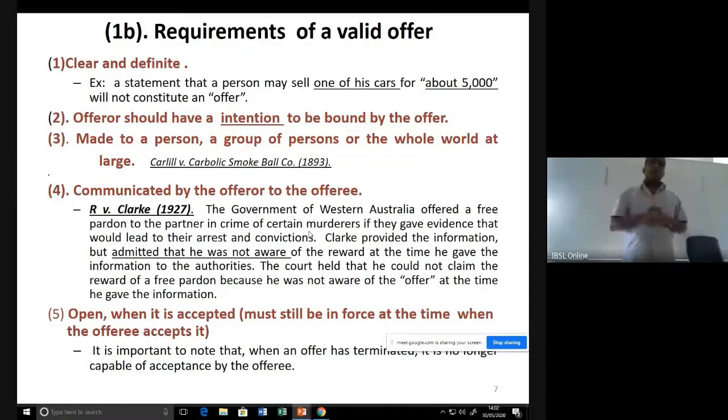Once I make an offer, it comes to an end at some point. Before it comes to an end, the offeree has to accept it. So at the time of acceptance, the offer must be open. Any questions up to now?